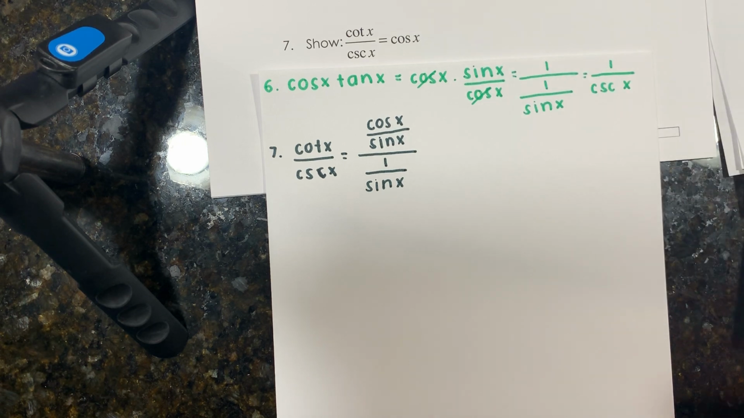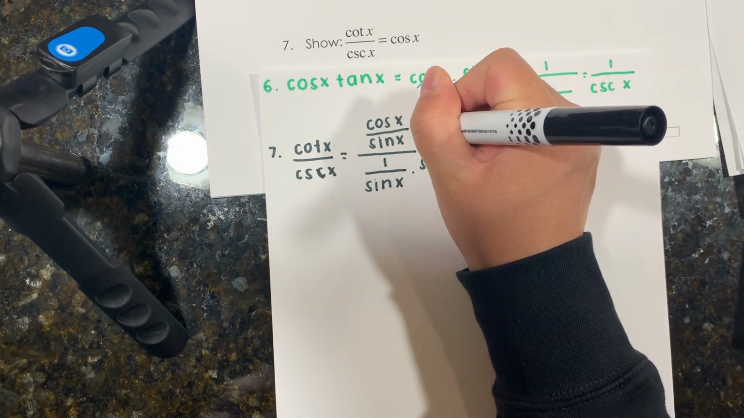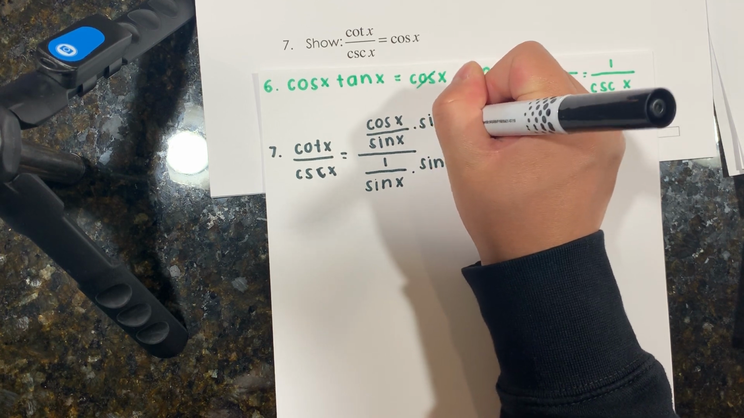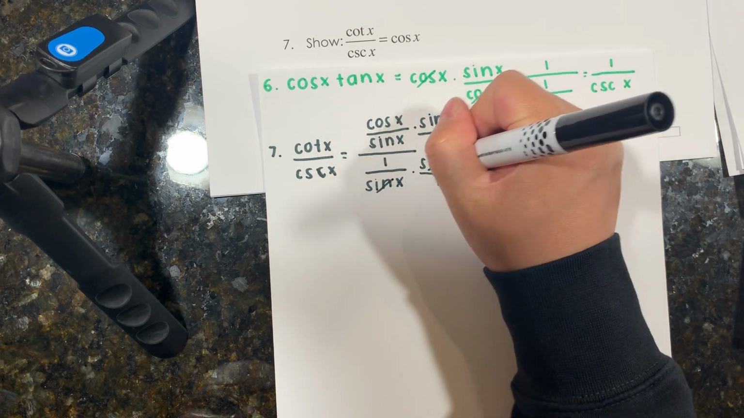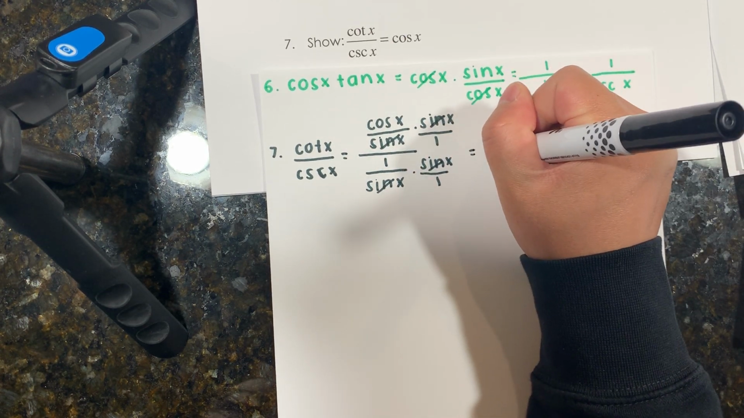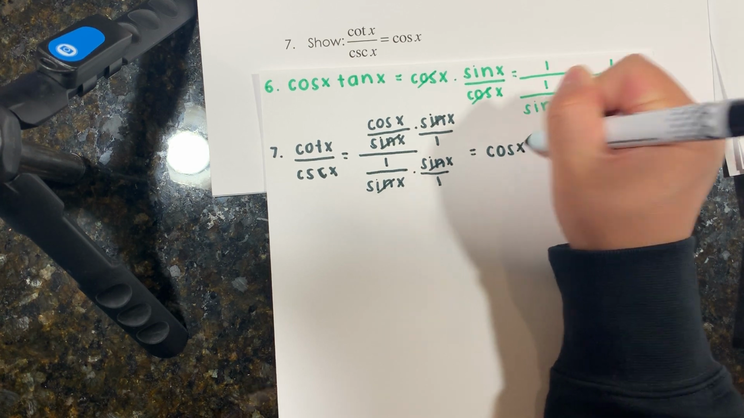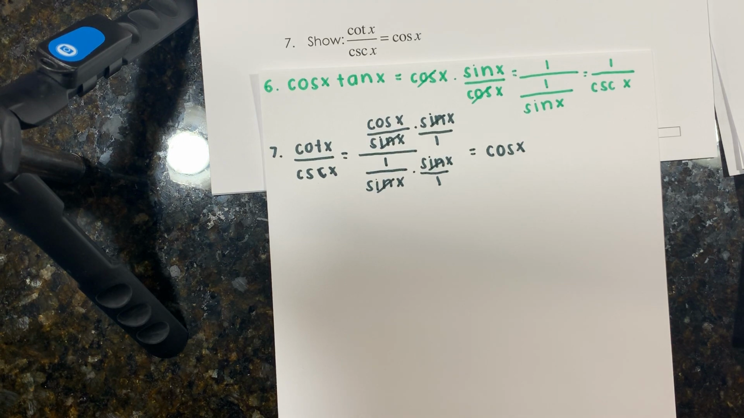Now, because this is a complex fraction, I'm going to multiply by the reciprocal, which would be sine x over 1. So the sine x's cancel, and I am just left with cosine x. So after that process, the left is equal to the right, and that's what you need.